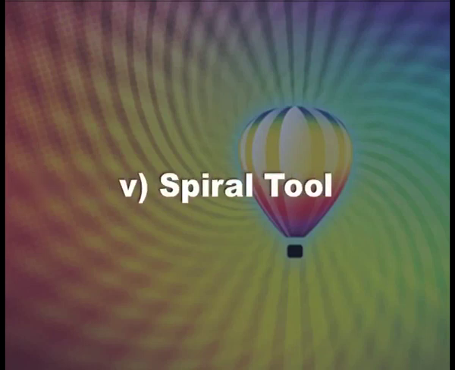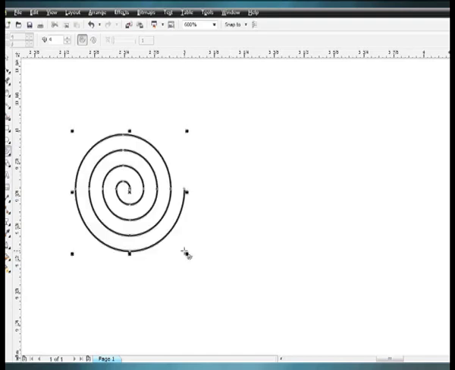Fifth, spiral tool. The next tool to graph tool is spiral tool. It draws line in spiral forms. You can change its color and line width. It is also used the same way as graph tool is used.